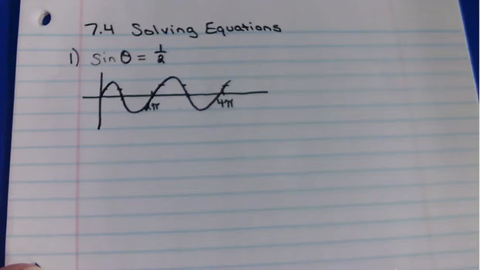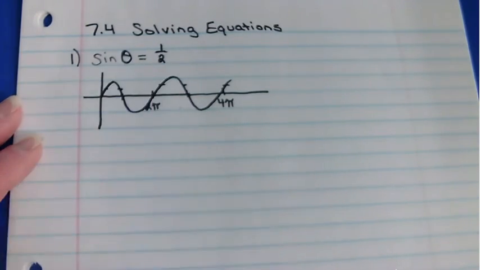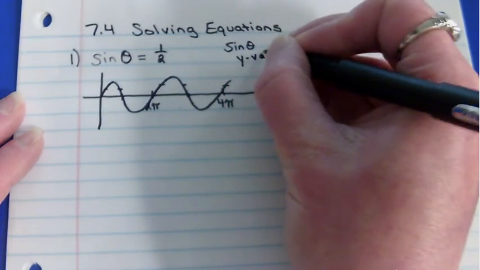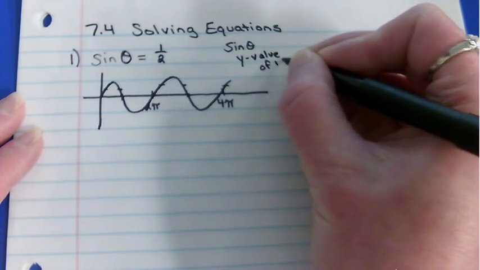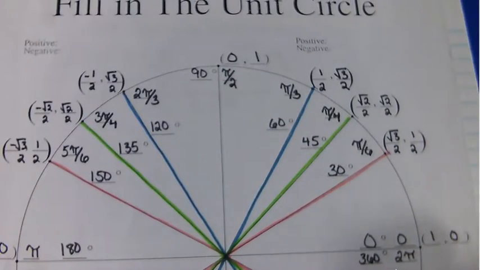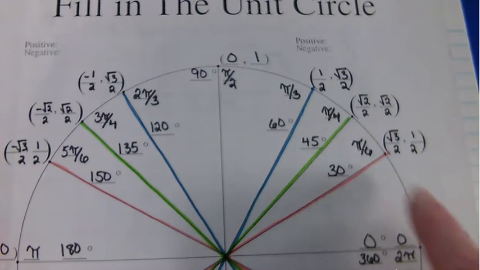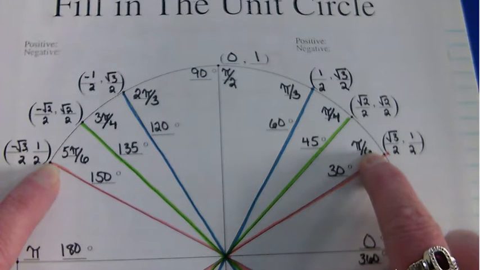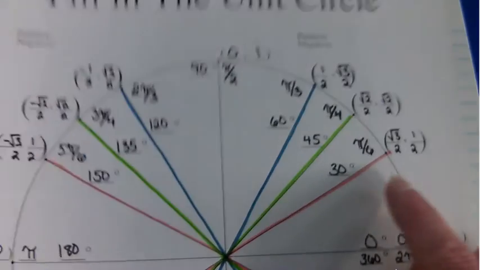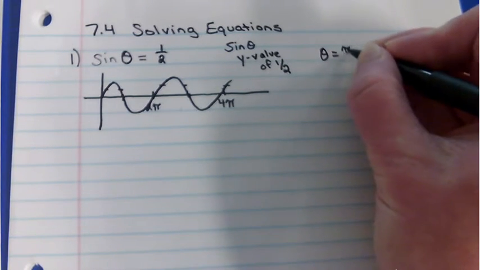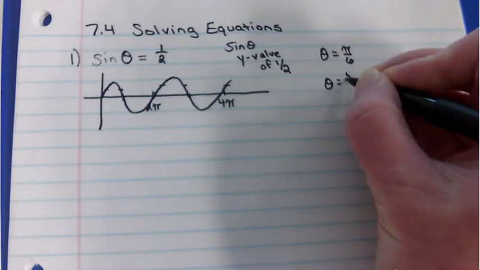So the way we're going to solve this is we're going to use our unit circle. We're going to find when sine is 1/2. Now remember, sine is the y value. So I'm looking for a y value that's a positive 1/2. Here's one, and here's one. I'm going to use the radian answer, so pi over 6 and 5 pi over 6. So I'm going to have two answers: pi over 6 and 5 pi over 6.